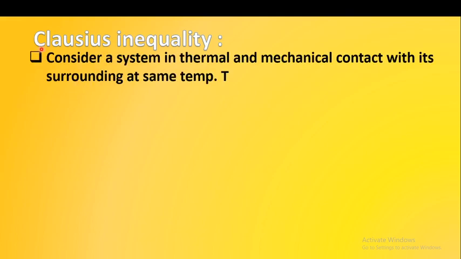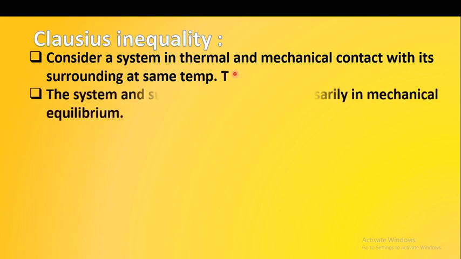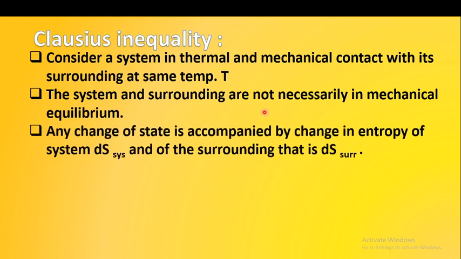Next is the Clausius inequality, which we have already studied. Consider a system in thermal and mechanical contact with its surrounding at a constant temperature T. The system and surrounding are not necessarily in mechanical equilibrium.